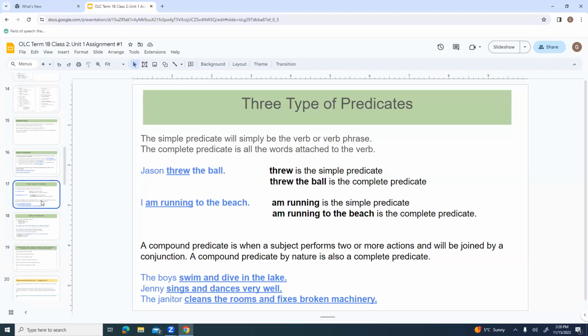Now, you can also have a compound predicate, just like we had a compound subject. And that's when a certain subject performs two or more actions. And it's going to be joined by a conjunction. So a compound predicate by nature is also a complete predicate. So the boys swim and dive in the lake. That's a compound predicate. Jenny sings and dances very well. Also a compound predicate. The janitor cleans the rooms and fixes broken machinery. And that is also a compound predicate.